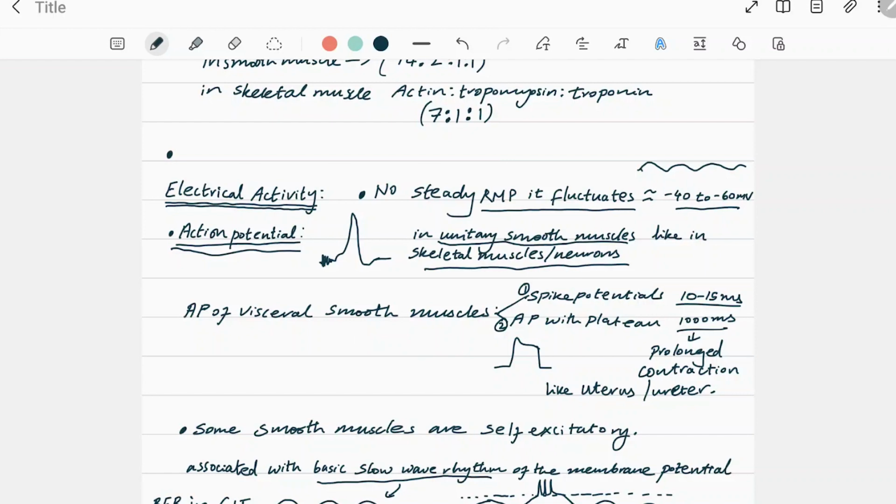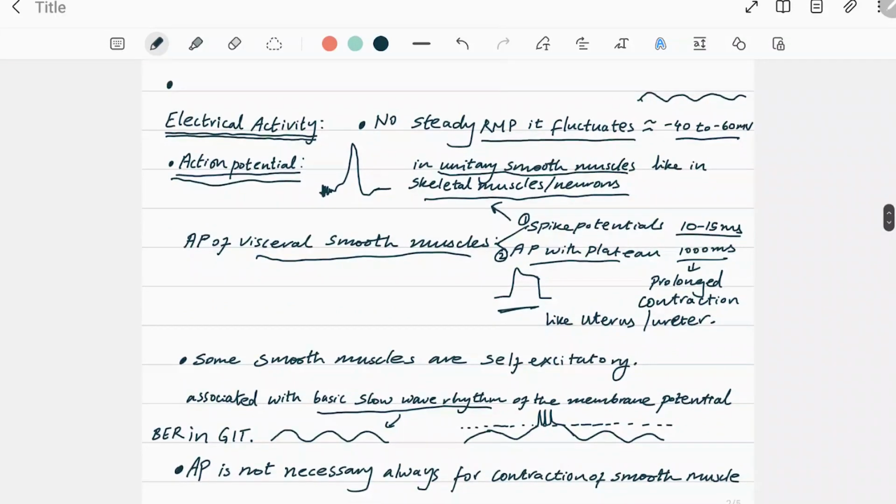There are some variations, however. If we look again at these visceral smooth muscles, these single unit ones, you can also get spike potential, which I just showed you over there, and you can get action potential with plateau. This is the plateau you could see over there, so it stays depolarized for a long time. Sort of reminds you of the cardiac action potential in a way.